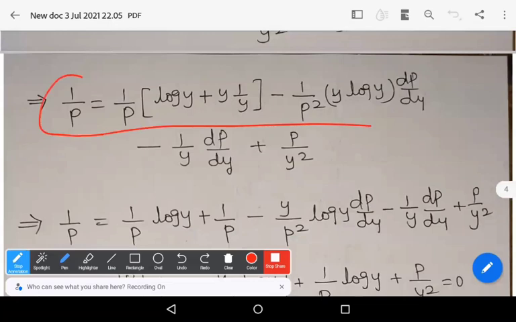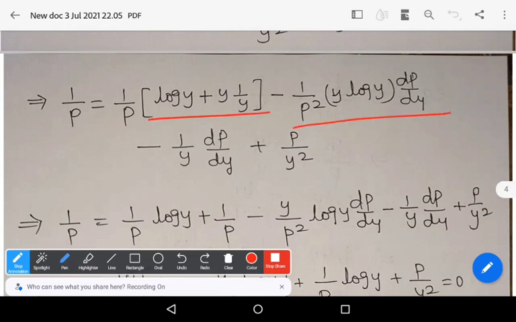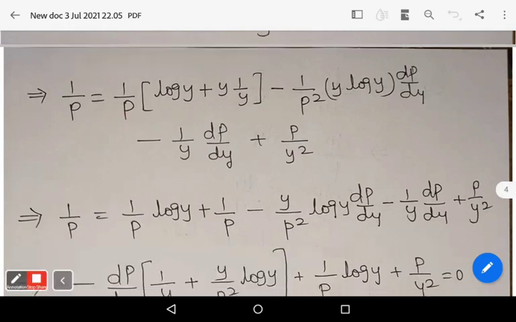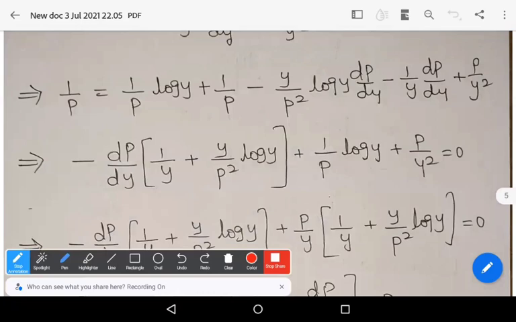1 by p is equals to 1 by p into log y plus 1 by y into 1 by y minus 1 by p square y log y dp by dy minus 1 by y dp by dy plus p by y square. Here y gets cancelled, you get 1 and multiply with 1 by p. So finally we get this term. 1 by p is equals to 1 by p log y plus 1 by p minus y by p square log y dp by dy minus 1 by y dp by dy plus p by y square.